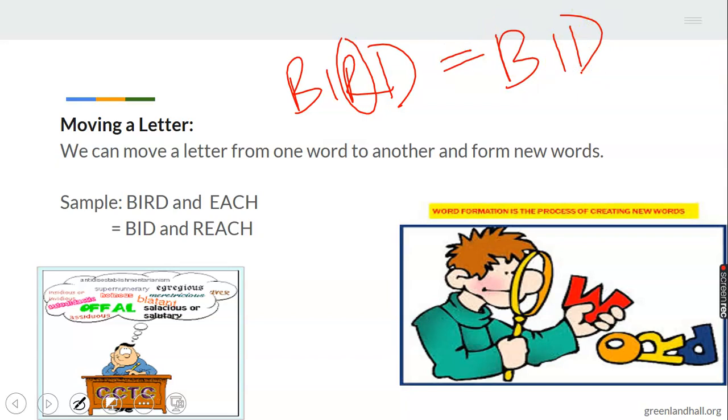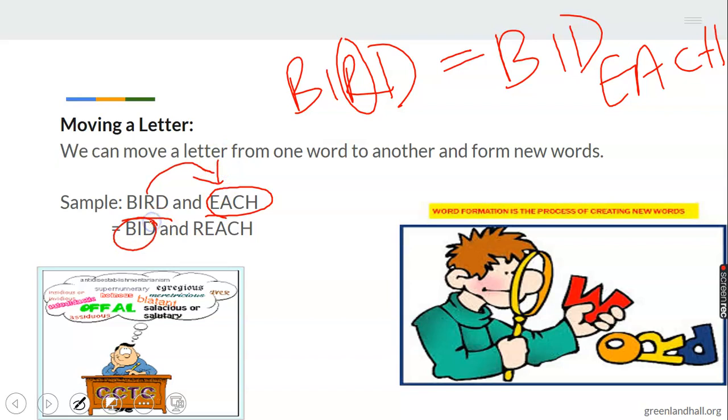Now that R, remember we are having each there. So from this word, and this is a new word you have to form with. So when I move my word away here, I should bring it here to form a new word. This is a new word, bead, and another new word for me is rich, which means I've used my R that I moved and I added it here.